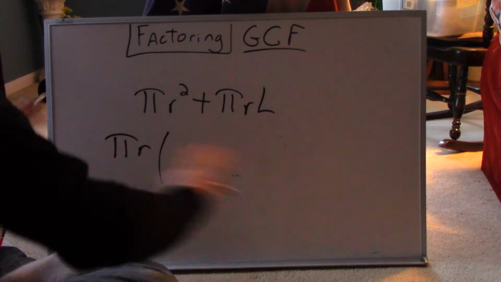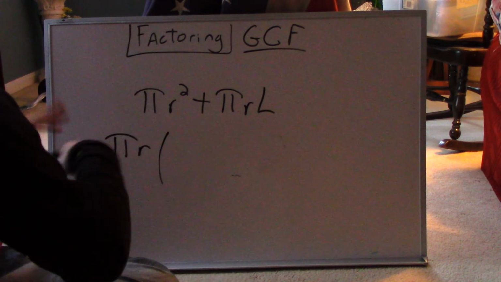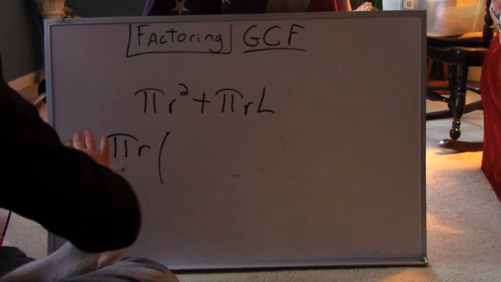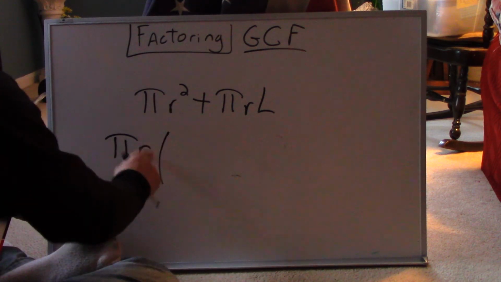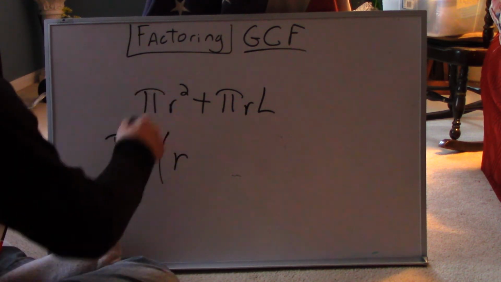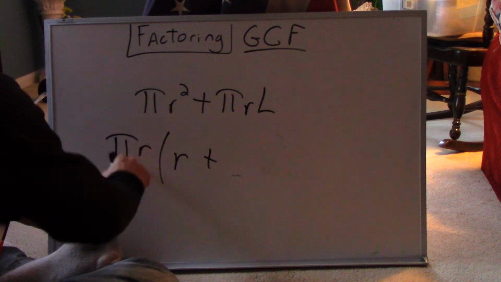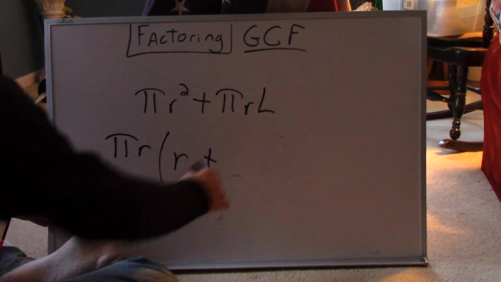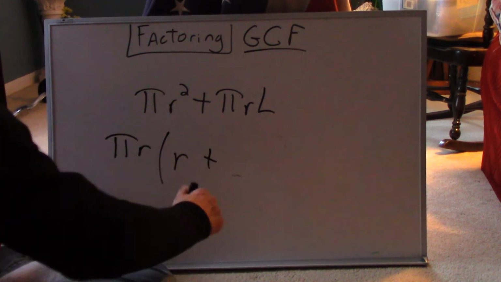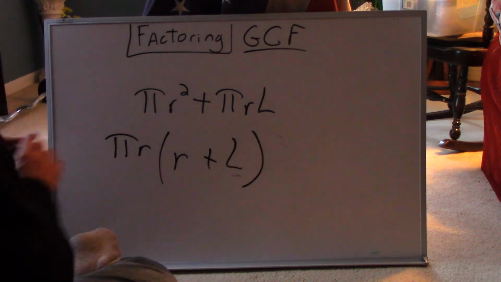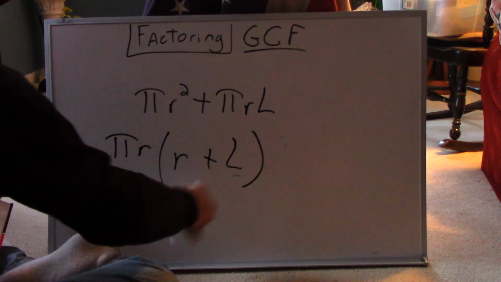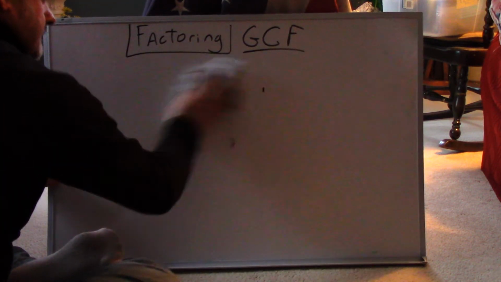Pi minus pi, nothing. Because it goes in once, it disappears. R squared minus R1. R, 2 minus 1 is 1. Pi into pi, gone. R1 minus R1, gone. L left over. R plus L. Okay.